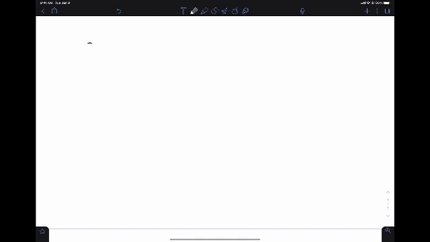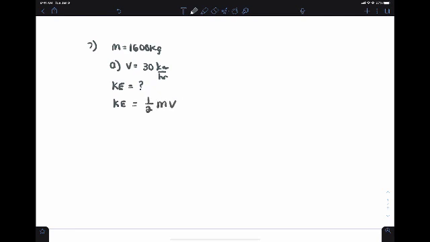Number 7, it says, what is the kinetic energy of a car? The car's mass is 1,600 kilograms, and it's moving, for part A here, with a velocity of 30 kilometers per hour. All right, we'll have the kinetic energy is what we're trying to solve for. So kinetic energy equals 1/2 mv squared.